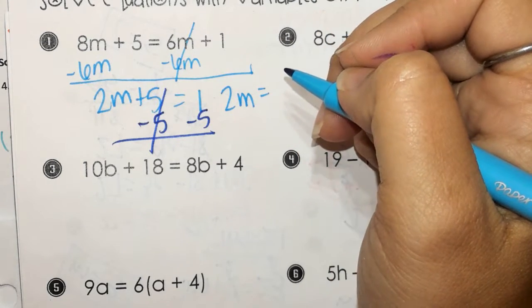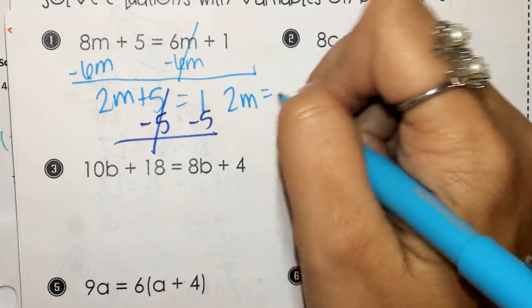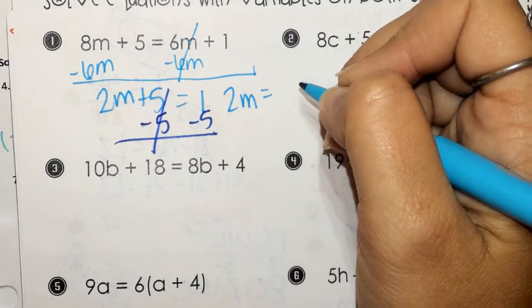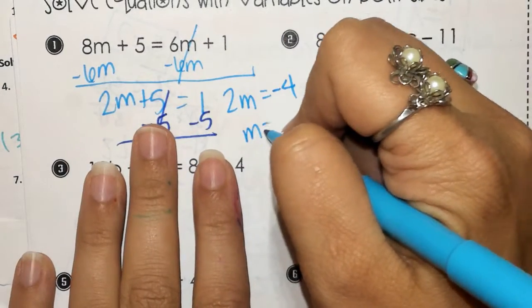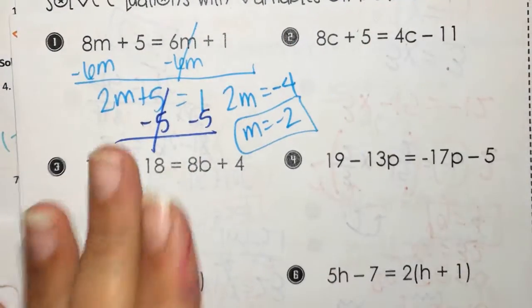1 minus 5 is -4. You were a step ahead of us. All right, and what does M equal? -2. All right, can you work out number 2 without me?